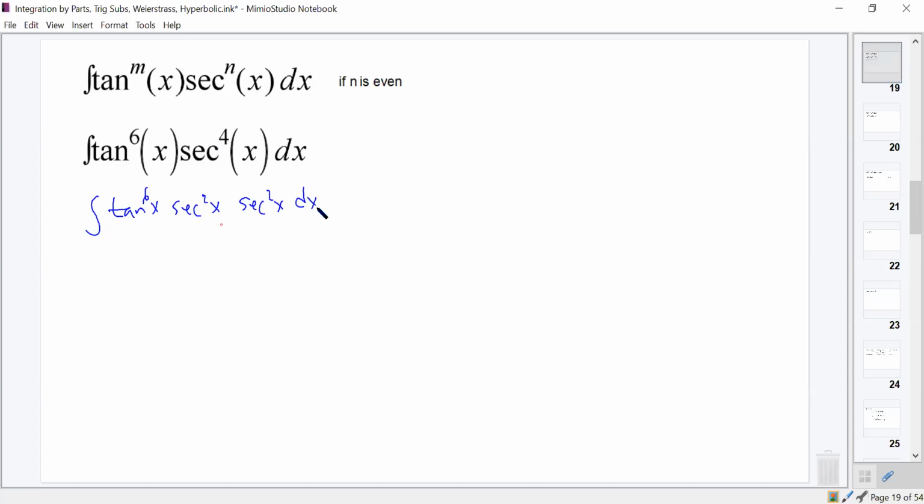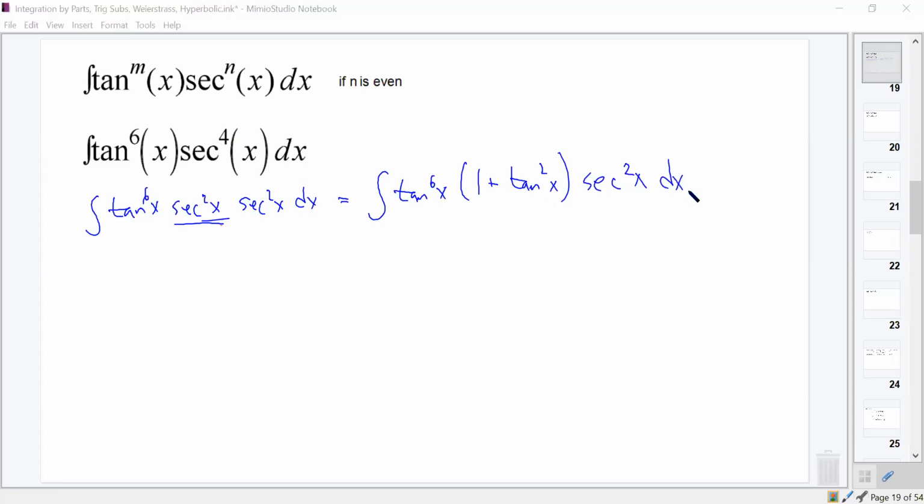dx, and then convert all the other secants, which will always be an even power of secant. If I had an even power here and I separate off one secant squared, if I convert the rest of them into tangents, this becomes the integral of tangent to the 6th of x times 1 plus tangent squared of x, using one of those Pythagorean trig identities, times secant squared x dx. We can then just use a u substitution here.